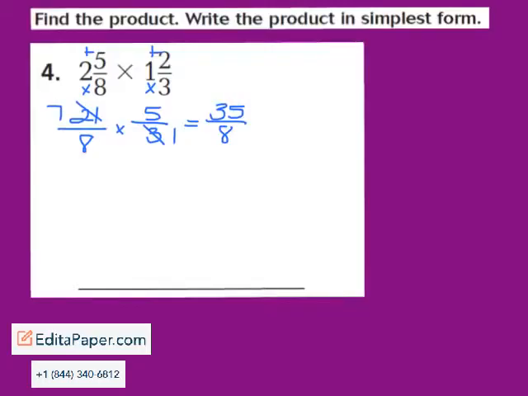Now what I know is 8 goes into 35 4 whole times. So I'm going to turn this into the whole number 4, and what I know is 4 times 8 is 32. So I'm left with the remainder of 3, so that 3 becomes my numerator. Now remember, your denominator stays the same. So I'm going to make 8 my denominator, and I now have a product of 4 and 3/8. So the mixed numbers 2 and 5/8 times 1 and 2/3 is going to give me a product of 4 and 3/8.